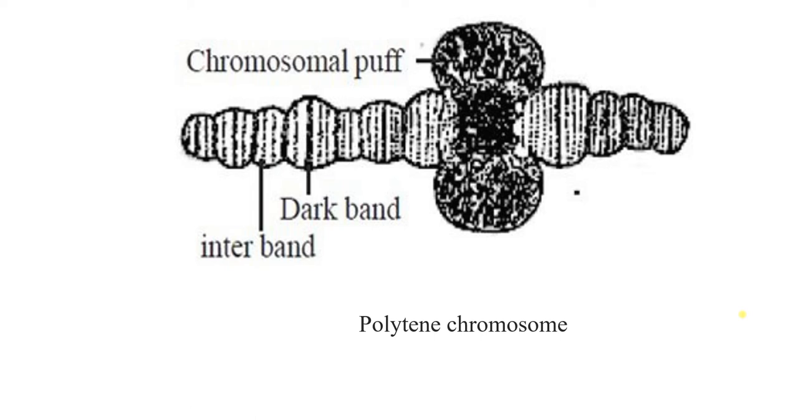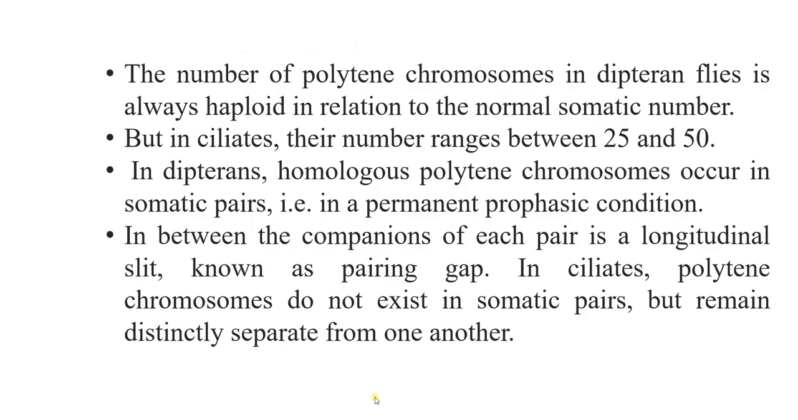This is the picture of polytene chromosomes. These are the chromosomal puff, dark bands and interbands. The number of polytene chromosomes in dipteran flies is always haploid in relation to the normal somatic number, but in ciliates their number ranges between 25 and 50.